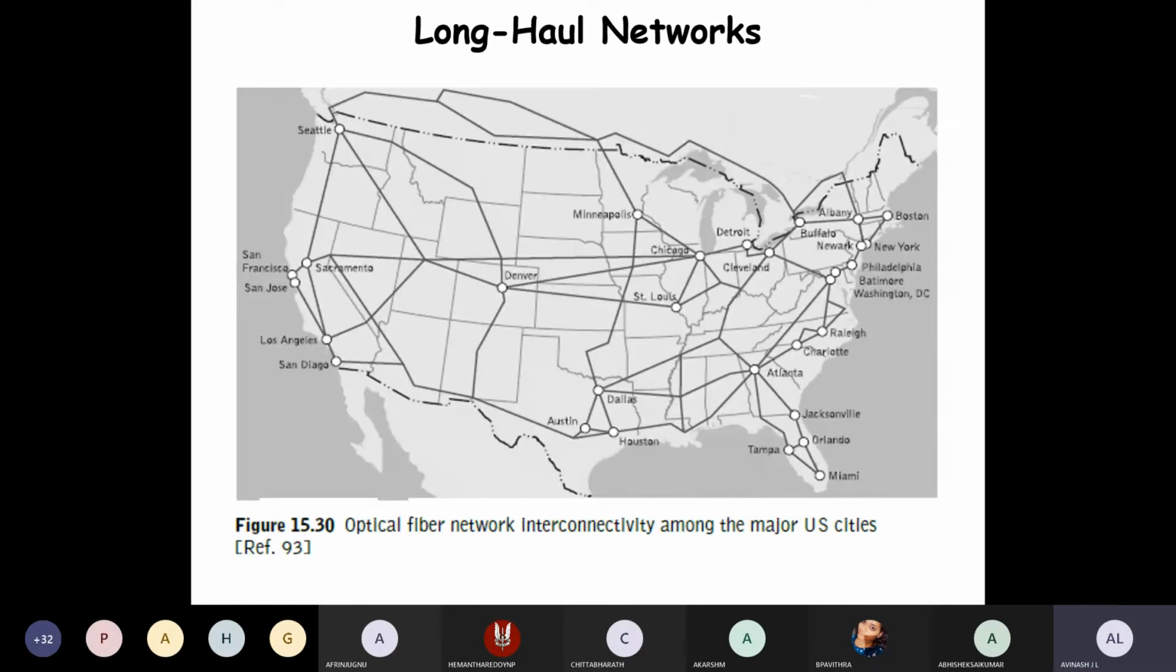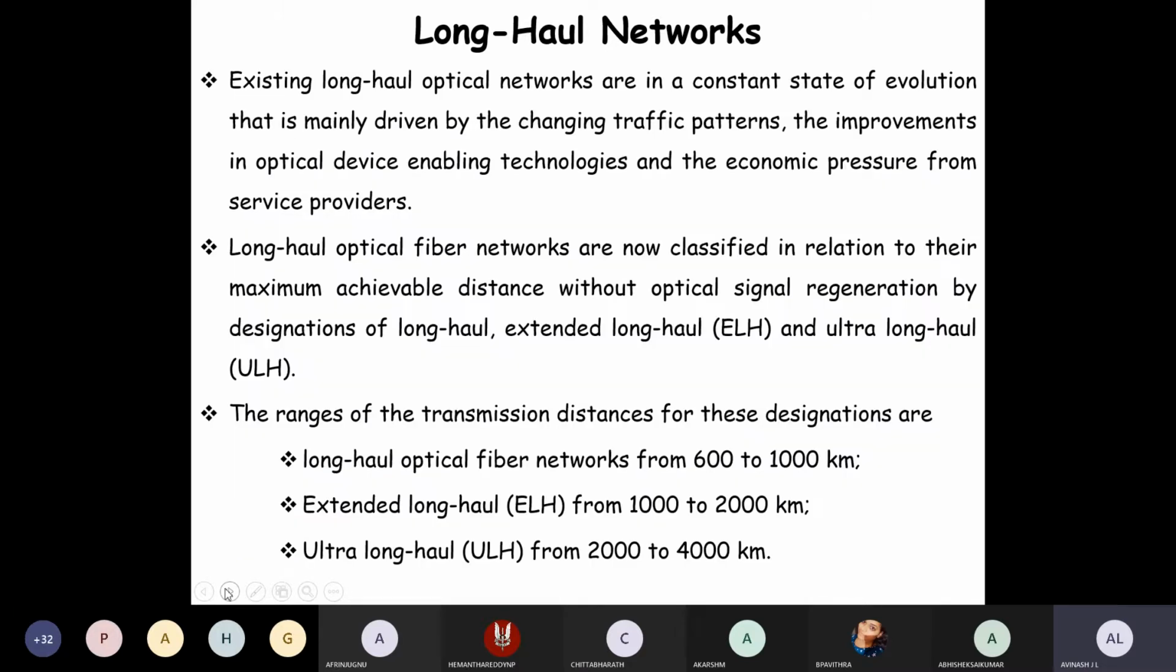You can see this optical fiber network interconnectivity among the major US cities. That is what you can see: Chicago, Seattle, Los Angeles, San Diego, Austin. All these things you are able to see. That means it is connecting more cities. So you can see the diagram.